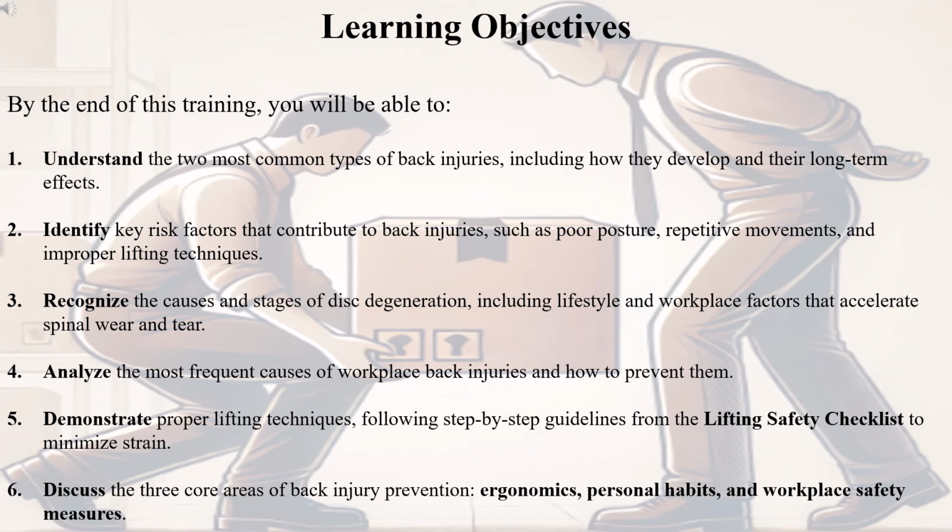Analyze the most frequent causes of workplace back injuries and how to prevent them. Demonstrate proper lifting techniques, following step-by-step guidelines from the lifting safety checklist to minimize strain. Discuss the three core areas of back injury prevention: ergonomics, personal habits, and workplace safety measures.